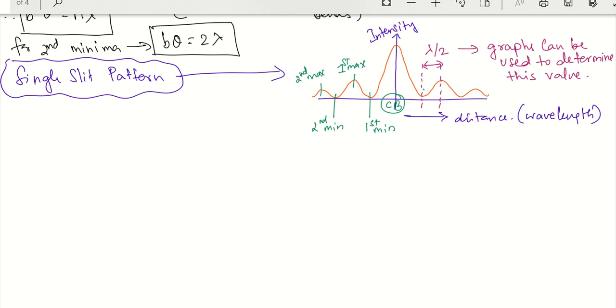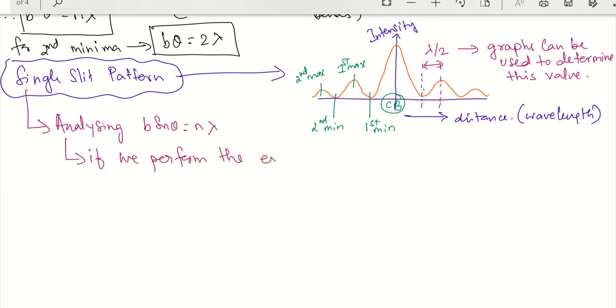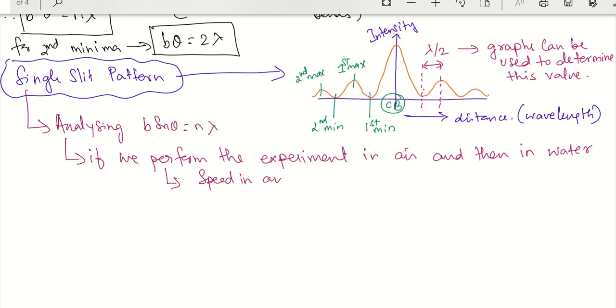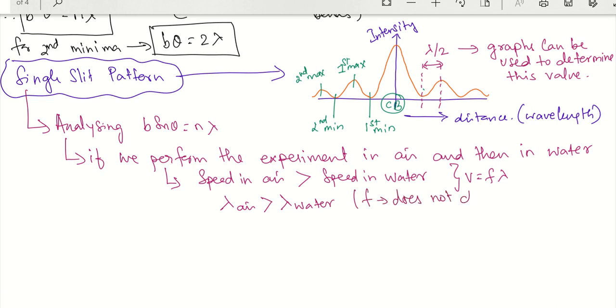Now let us see some analyzing questions. We just saw that b sin theta is equal to n lambda. So if we perform the experiment in air and then in water, what happens? Now we very well know that speed in air is greater than speed in water. We know v is equal to f lambda, which also means lambda in air is greater than lambda in water. Frequency does not change. It is constant.